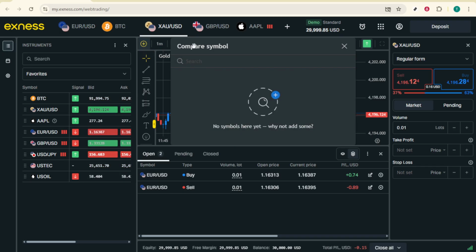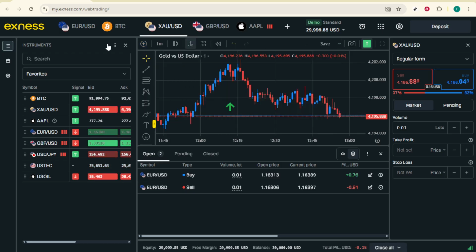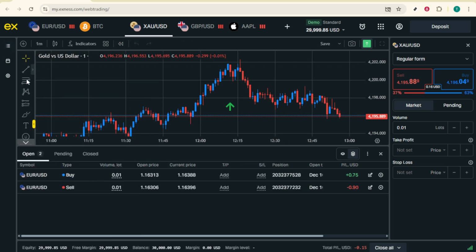Before placing the trade, you can set a stop loss and a take profit. These are optional but highly recommended for risk management. A stop loss automatically closes the position if price moves against you beyond a level you choose, while a take profit secures gains at your target price. Place them at logical levels based on recent highs, lows, or key support and resistance, and make sure the risk to reward makes sense for your strategy.